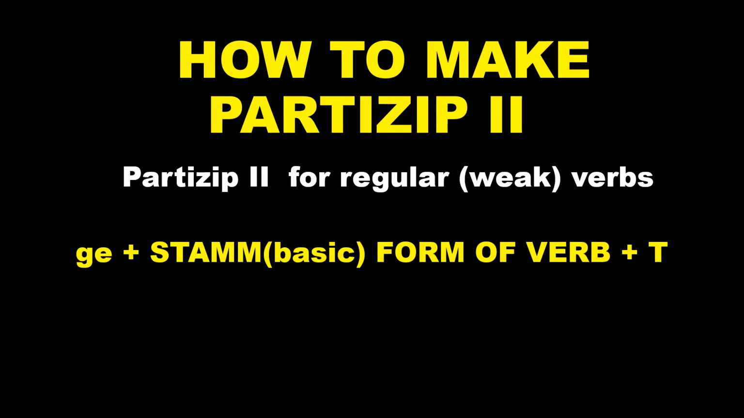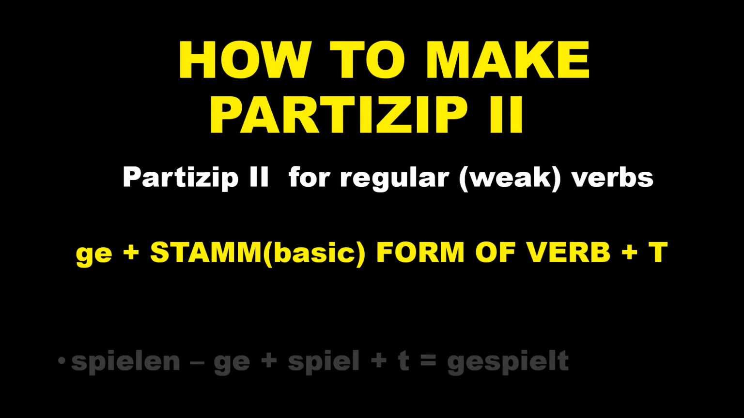Now, this is the basic rule: we take ge plus Stamm, which means the basic form of the verb, plus t at the end of the verb. So this ge is the prefix. Then we take the basic form, which we call in German the Grundform or Stamm of the verb. Then we add t at the end. That is how we make the Partizip II form. Let's see some examples.